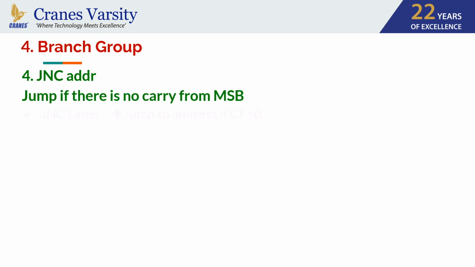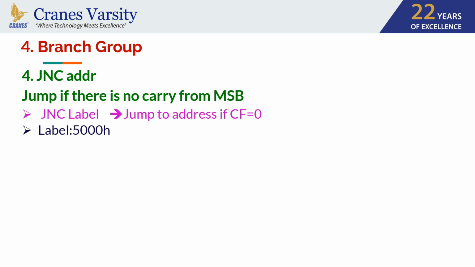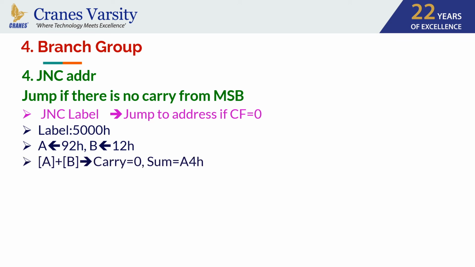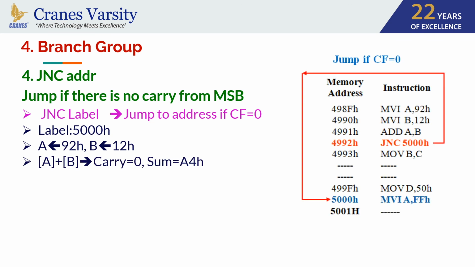So for this I can give the example JNC label. Here also the label is 5000. If the carry flag is not set, control is going to move to the address 5000H. For JNC also, I have taken one example here. Move the accumulator with 92 and move the B register with 12. If I add these two, I will get a summation of A4H and I am not generating a carry. Carry is equal to 0.